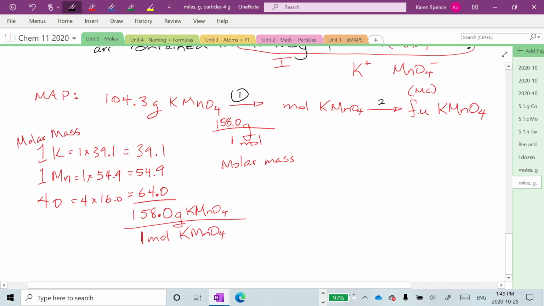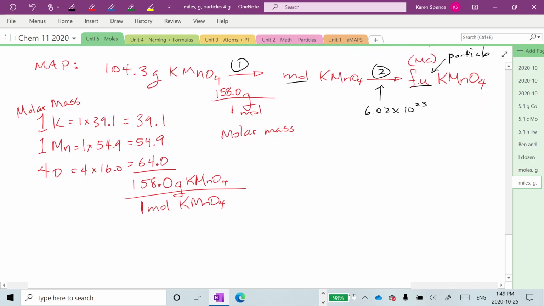In step 2, we are converting between moles and formula units. So we're converting between moles and, remember, formula units are a particle. Okay. And so to convert between moles and particles, we use 6.02 times 10 to the 23. So let's do that math.